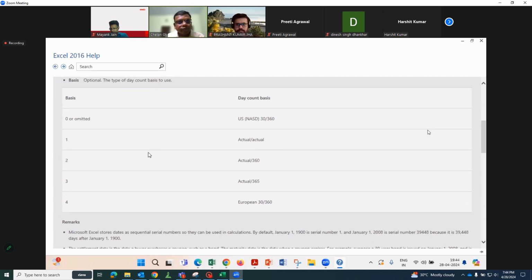You can see if you put 0 in basis, you're taking 30 by 360. This is what is normally used in the US, which means that there are 360 days in a year and 30 days in a month fixed. If you put 1, what? Actual by actual. We are using 2024, and 2024 is a leap year. Leap year means there is 1 extra day in February. That is the reason it is actual by actual.